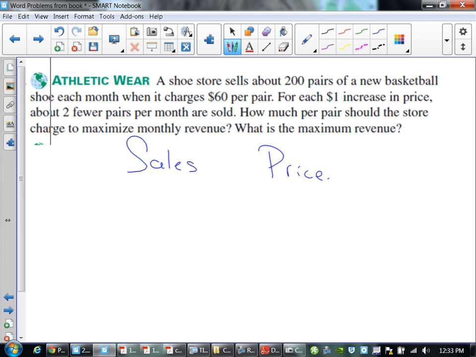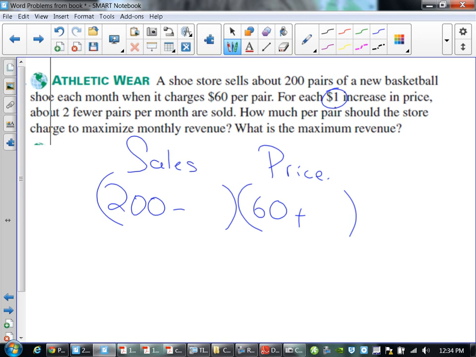How many shoes do you sell a month? 200. At what price? 60. So you have two bits of information: sales and price. Then you worry about, for each dollar increase in price, about 2 fewer shoes are sold. So you know there's going to be a minus something here and an increase here.